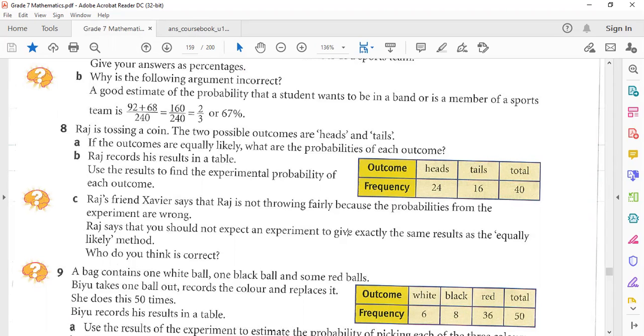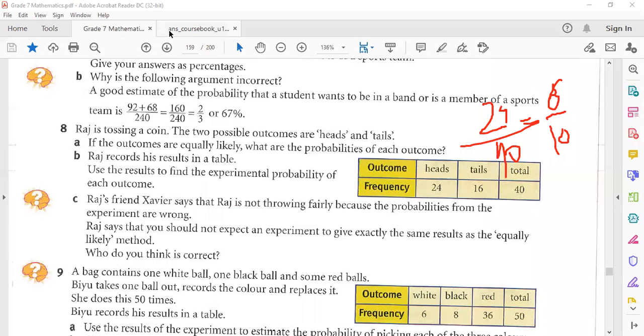What is the total probability? Let's suppose we simplify this. Here we have 24 divided by 40. So the answer will be 6 over 10, and the probability of the first one will be 60, because we multiply by 10 here and 10 here. This is 60, this is 100. So it will be 60 and the other will be 40.